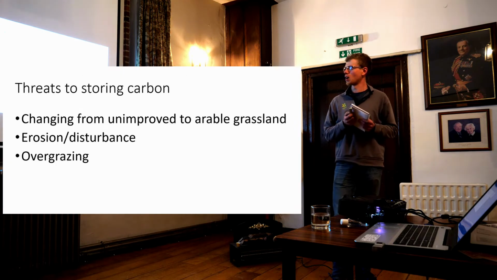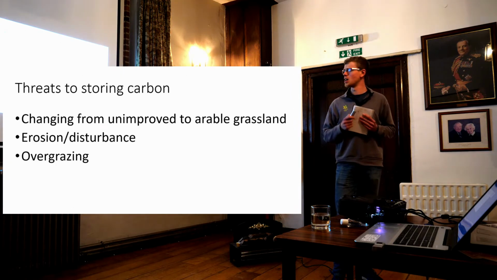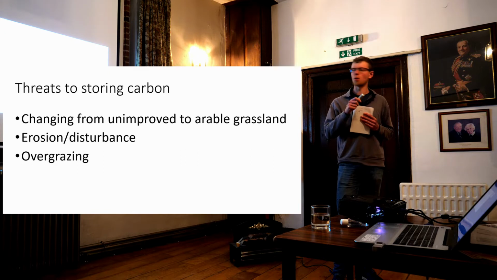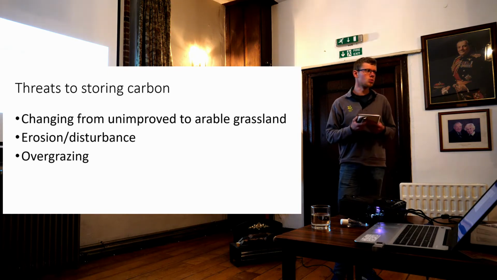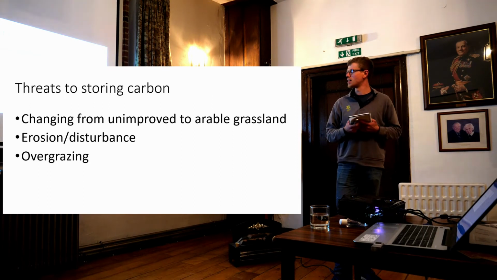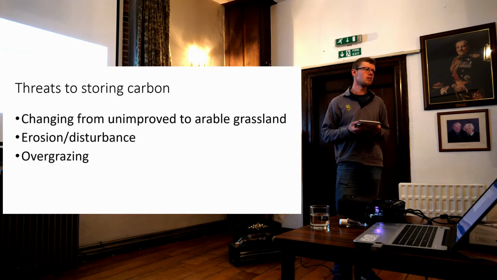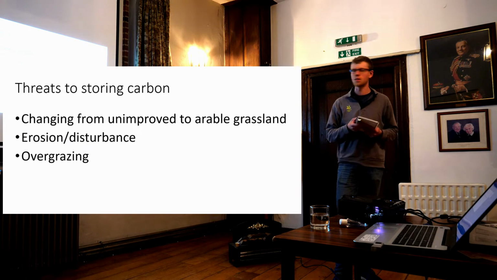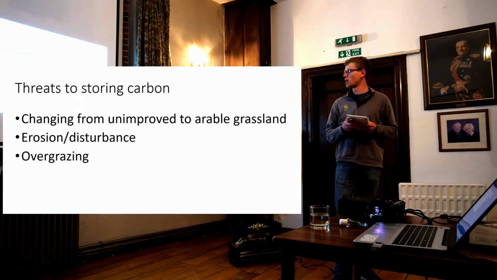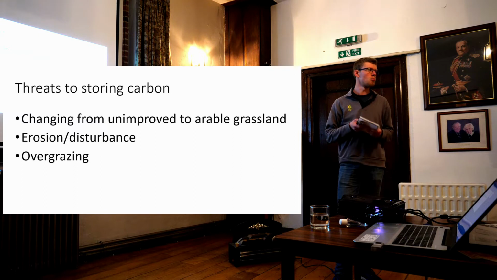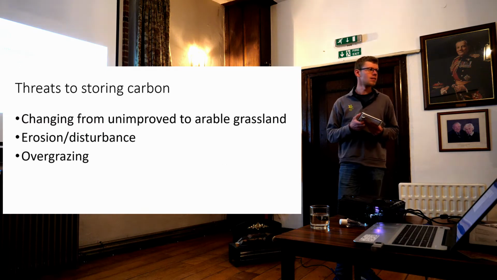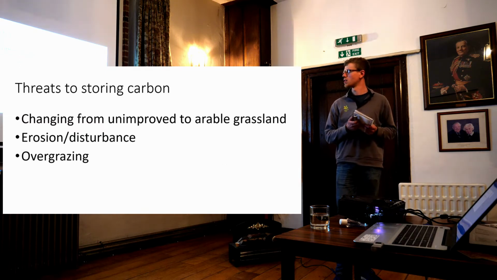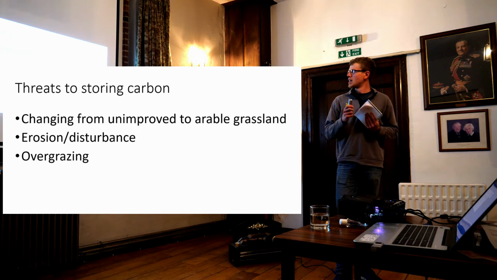So threats to storing carbon. These are things that are going to limit the ability of storing carbon in grassland. Changing from unimproved to arable grassland. Fortunately, this is something that will probably never happen to Watlington Hill. It's protected by the National Trust, but it is something that happens elsewhere. So you're going from a diverse grassland to a monoculture, which will not be particularly good for storing carbon. As we said, diverse grasslands are good and non-diverse aren't.